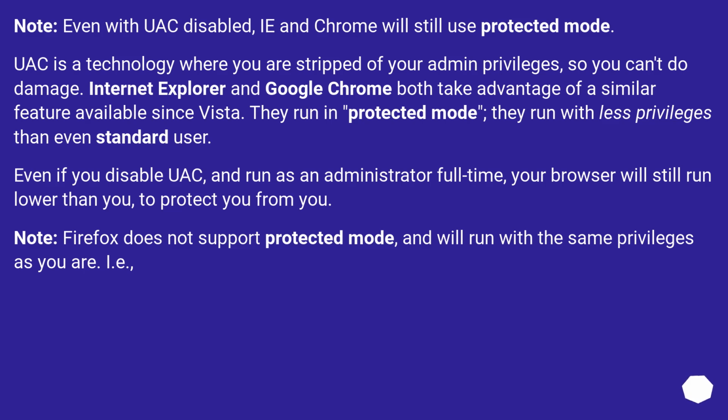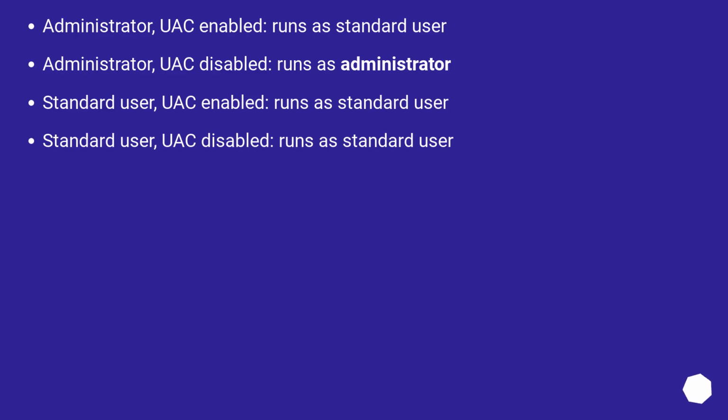Even if you disable UAC and run as an administrator full-time, your browser will still run lower than you to protect you from you. Note: Firefox does not support protected mode and will run with the same privileges as you are, i.e. Administrator, UAC enabled, runs as standard user. Administrator, UAC disabled, runs as administrator. Standard user, UAC enabled, runs as standard user. Standard user, UAC disabled, runs as standard user.